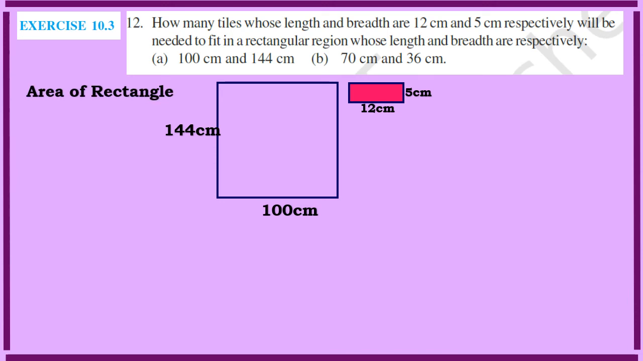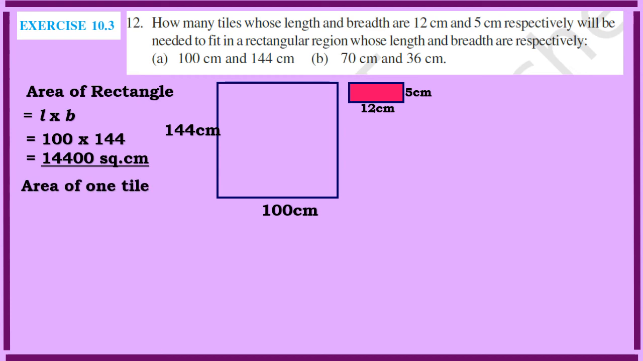So what we have to do? That is area of the rectangle. Area of the rectangle equal to 100 into 144, so 14,400 square centimeter. Now area of one tile is what? 12 into 5. Now what we have to find? How many small tiles can be fitted into that big rectangle? So what you have to do?